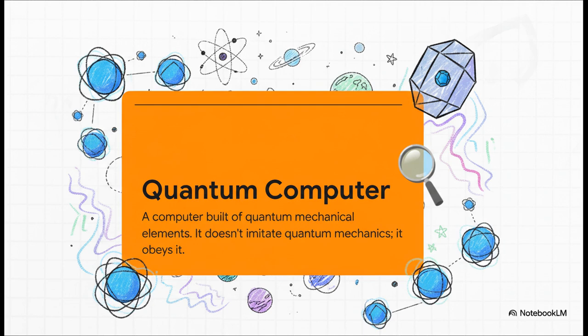It's a machine built out of quantum bits, or qubits, that obey the laws of quantum mechanics. It doesn't have a problem with things like negative probability, because that's its native language. It doesn't imitate the universe. It is a tiny, controllable piece of the universe.